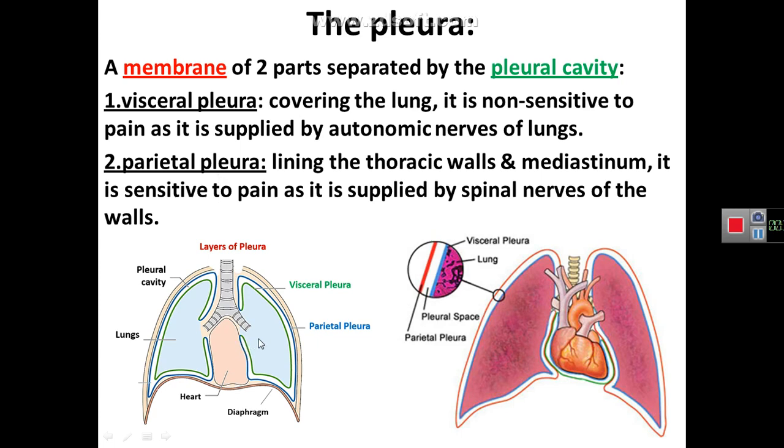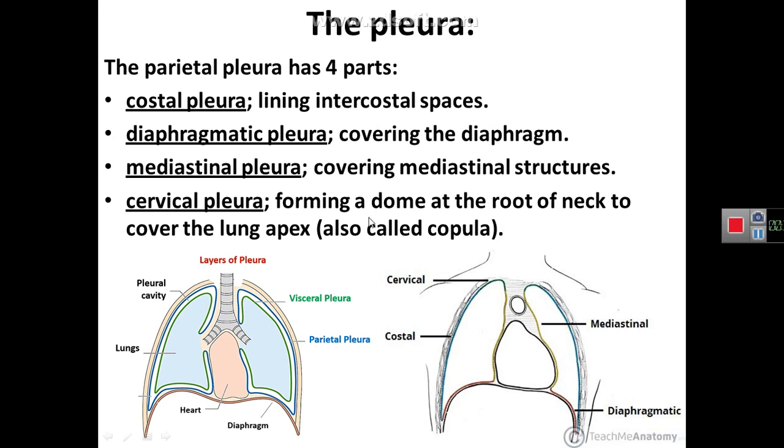And accordingly, we can divide the parietal pleura into four parts. Number one is the costal pleura, which is the pleura lining the thoracic wall, including the ribs and intercostal muscles. This is the costal pleura. The second part is the diaphragmatic pleura, which is the parietal pleura covering the upper surface of the diaphragm. And the third part is the mediastinal pleura, which is the parietal pleura covering the sides of the mediastinal structures.